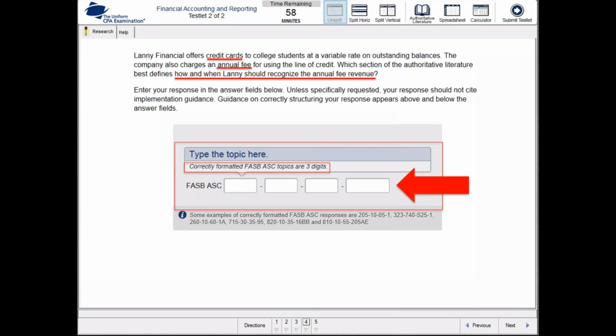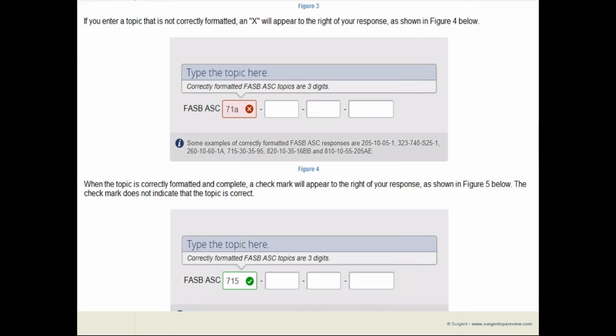So it specifically even tells us here that FASB ASC topics are 3 digits, which we wrote down in section 310. And this is just an example that if you did not correctly format it, at least they do give us a little bit of a break and they'll let you know. You'll see a little X in the box. You'll see a check mark in the box if you do correctly format that section. But like I said, make sure that you write it down, double check it, because you don't want to transpose something by accident or write something down incorrectly and then get the entire simulation wrong.